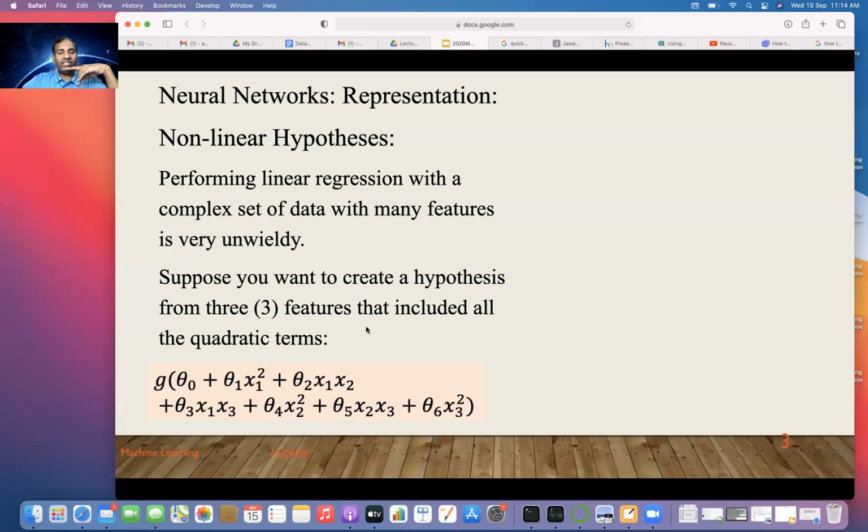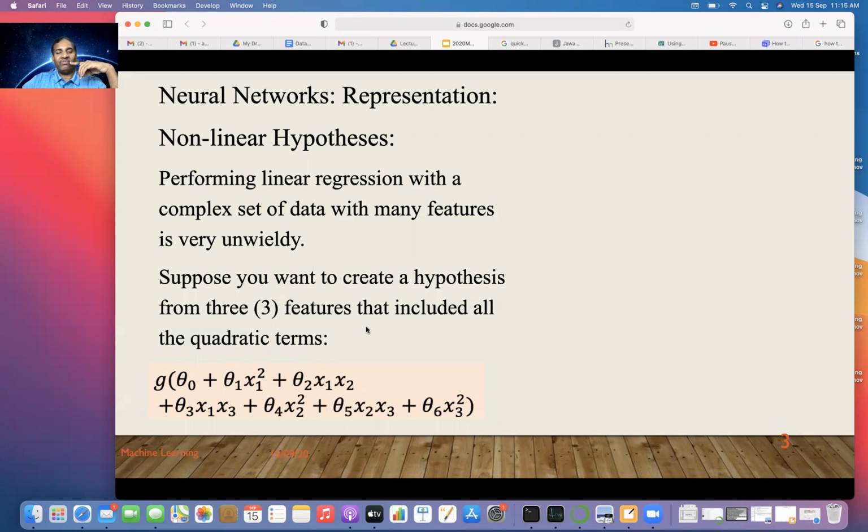3C2. Do you agree with that formula? Yes, sir. Because out of 3, any 2 you can take, right? And it can also be repeated. They don't need to be distinct. It means x1 square is also possible, right? So repetition is allowed. So it is not 3C2. What is it then? The 3C2 will give you only 3.